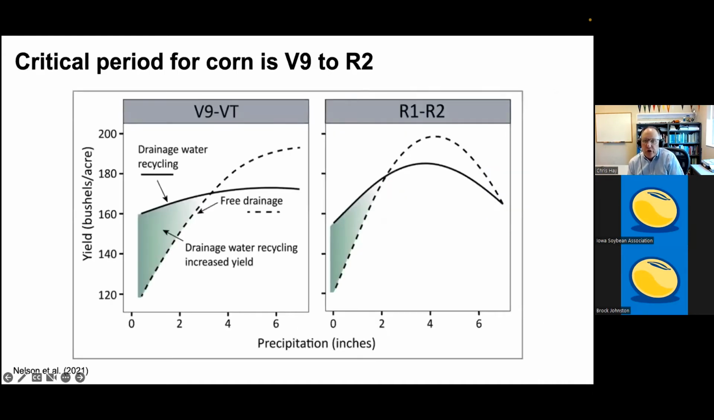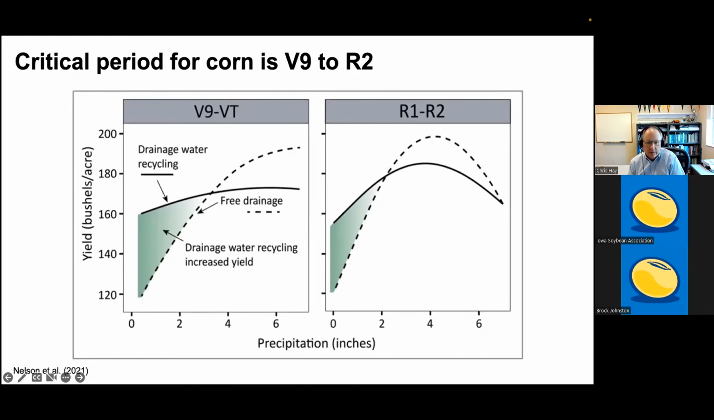Then we also wanted to look at when the most critical periods were for having that irrigation, because building storage is going to be expensive. If we want to optimize how we use that supplemental irrigation, then we really need to know when to focus on having that irrigation water available to apply at the most opportune times to get the biggest bang for the buck from that irrigation.